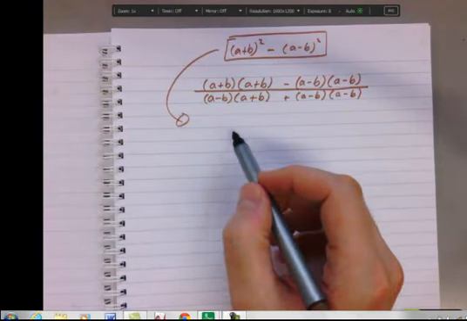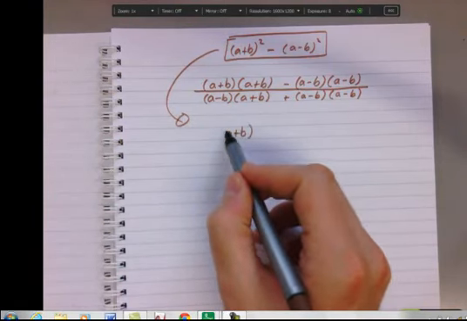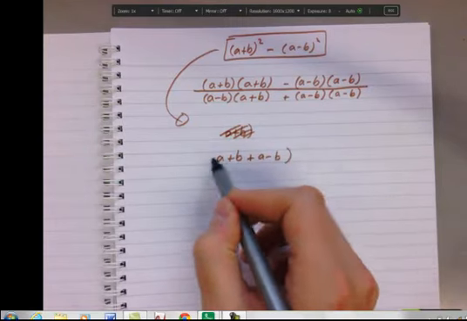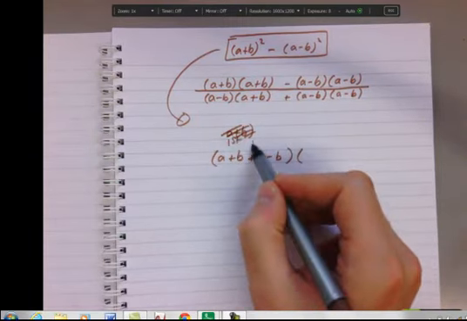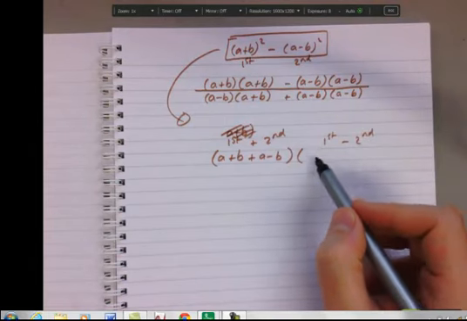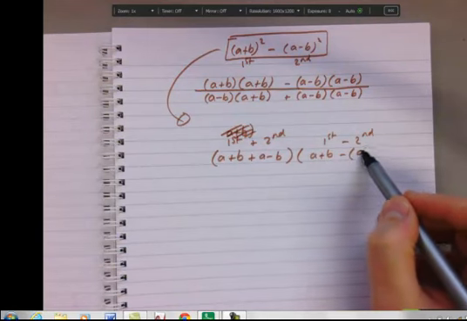So I'm going to have first plus second, first minus second. So I'm going to have a plus b, sorry, a plus b plus a minus b. So there's my first. And just so you can see here, this is the first, this is the second. And then I'm going to have first minus second. So that's a plus b minus, but just watch your signs here, it's going to be a minus b.